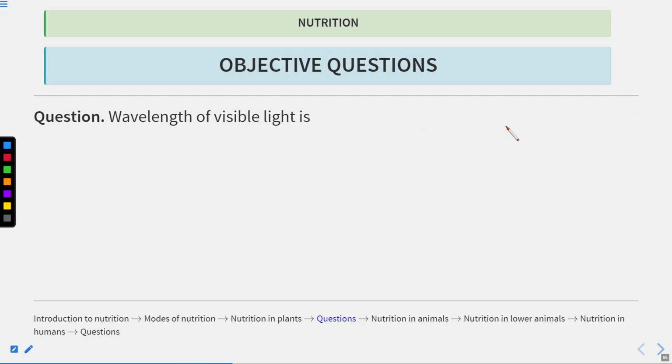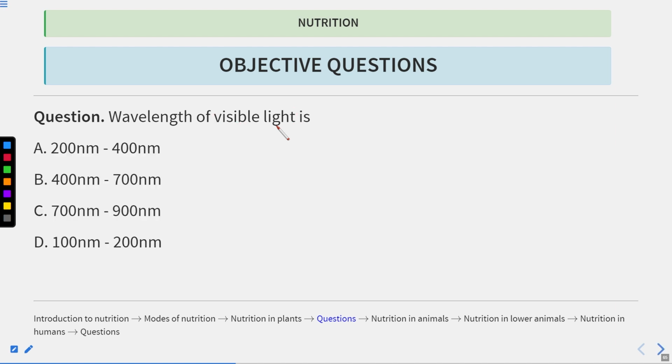The next question is, wavelength of the visible light is. So here we are talking about the visible light or the visible spectra. Now let's have a look at the options. Option A is 200 to 400 nanometer. Option B, 400 to 700 nanometer. Option C, 700 to 900 nanometer, and option D, 100 to 200 nanometer.